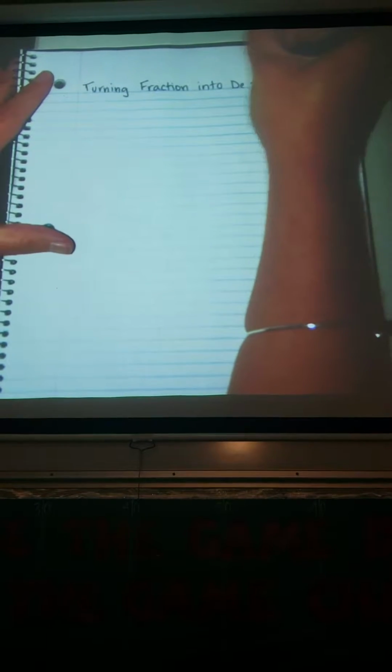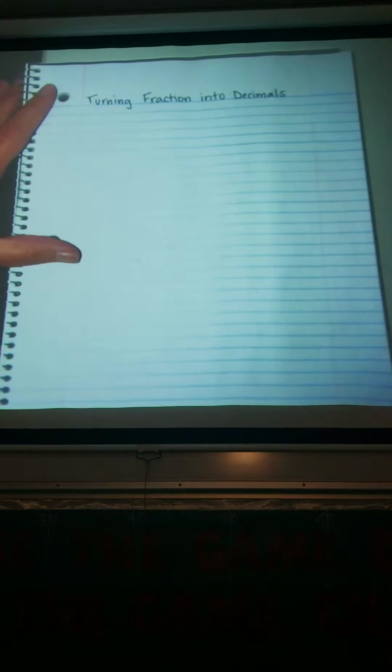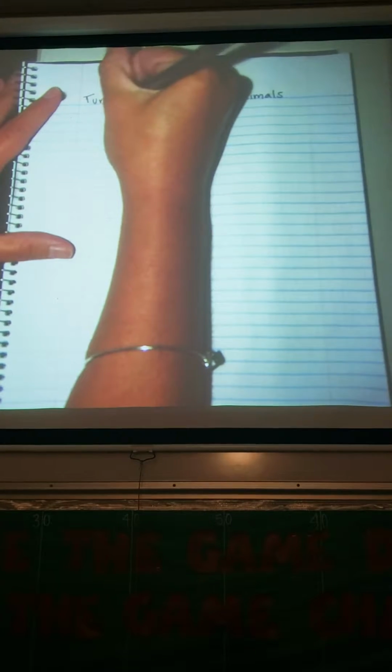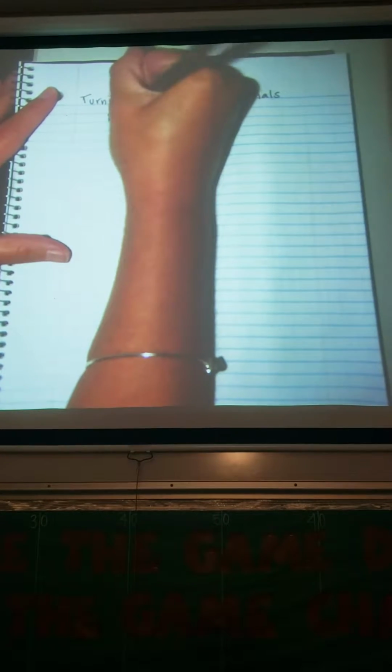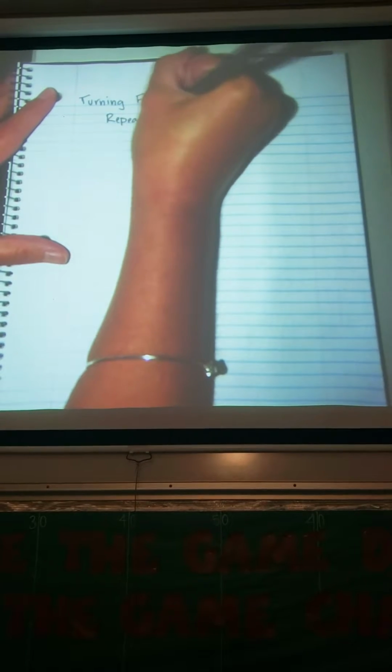Okay? So our title today is going to be Turning Fractions into Decimals. And then down below, we're just going to add repeating and terminating, because that's the type of decimals we're going to talk about.